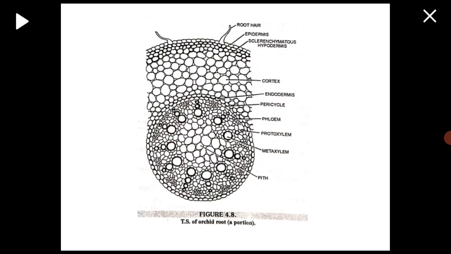Typical monocot root of Zea mays, or maize. A transverse section of Zea mays shows the following anatomical features.